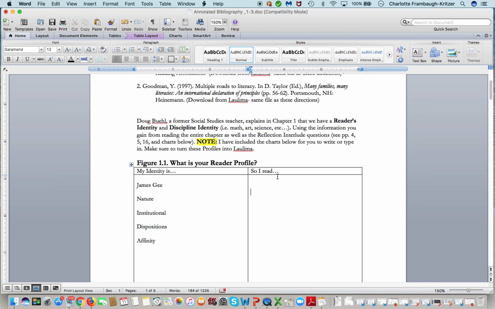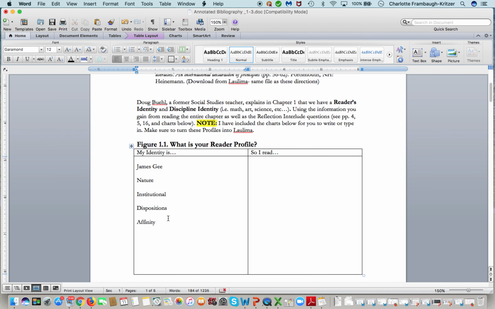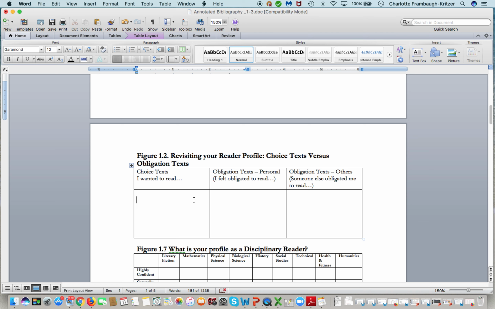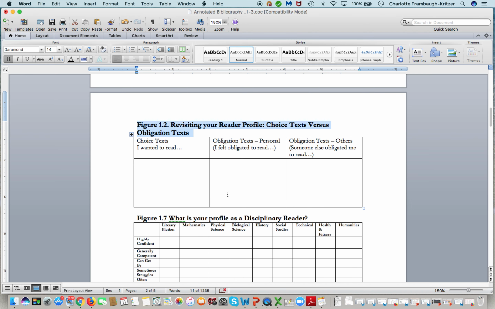And I want you to have an expansive notion of reading. Like, are you a surfer? Do you read the moon tides? Do you read the waves? It doesn't have to always be print text. Maybe you're reading music. So tell me what your additional identities are beyond the identity bags, and dig a little bit deeper. I want to see this chart filled out, as well as, again, Doug Buell will teach you about the reader profile, choice versus obligation text, and using his examples.